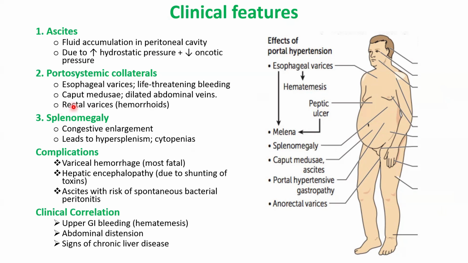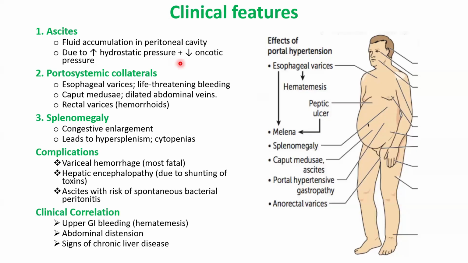We also see that the spleen, because it drains into the portal vein, will enlarge because of splenomegaly. So due to congestion, blood pools in the spleen, giving it congestive enlargement, which leads to hypersplenism.